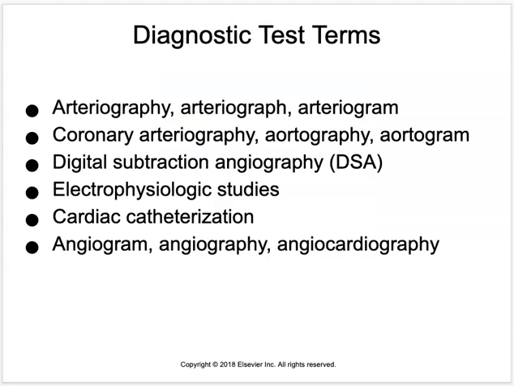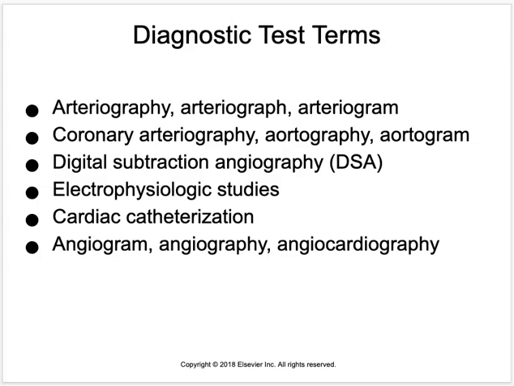Here we're looking at some more diagnostic test terms. The first one up there, arteriography. Okay, arteriography would be an X-ray of the arteries. To be able to get this type of image, we would need to inject the heart with a radio-opaque material. So this will be into the bloodstream, and this is what's going to make the arteries show up on the X-ray image.